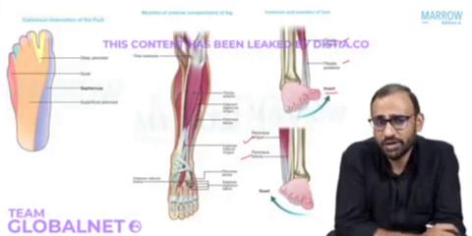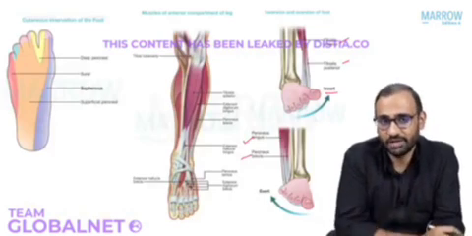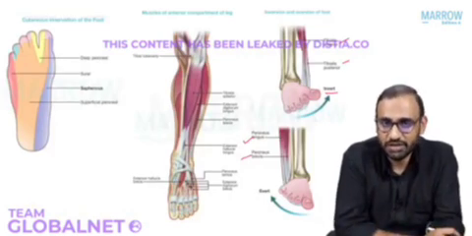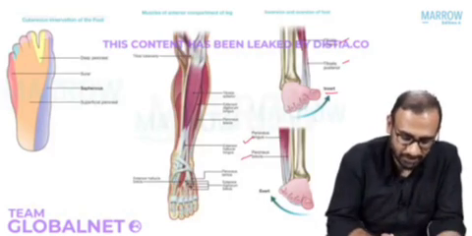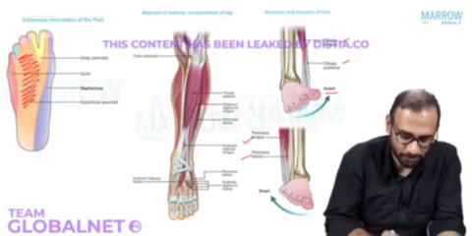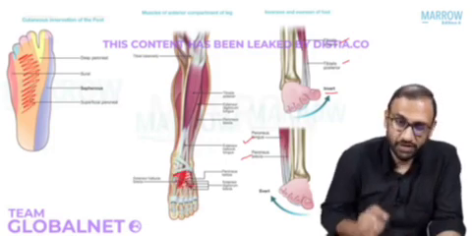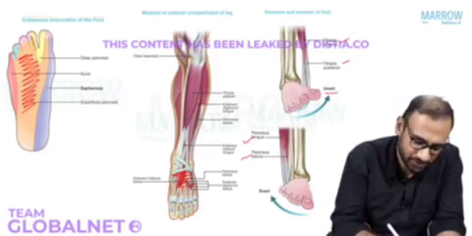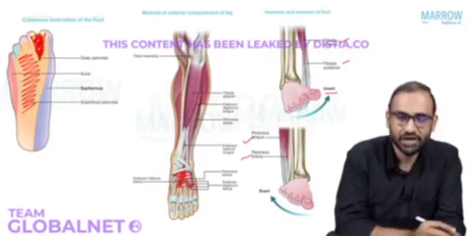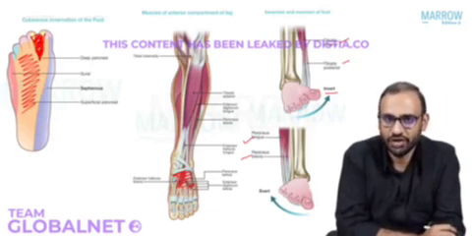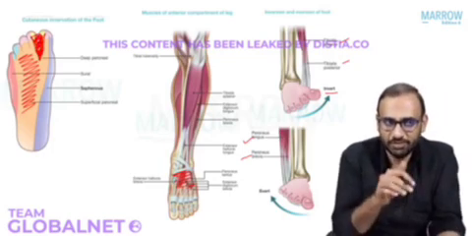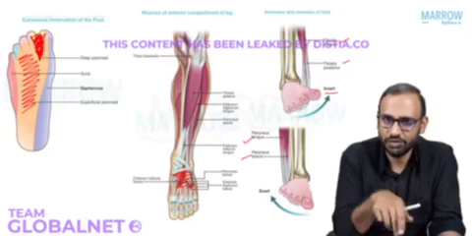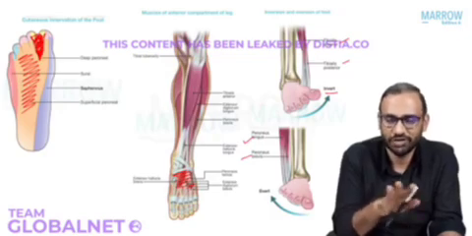Okay. Another important thing I want you to remember is also the sensory supply of the superficial and the deep branch. The superficial supplies the dorsum of the foot completely, whereas the deep branch supplies the first web space. This is important. Deep branch supplies the first web space of the foot. Is that clear? So deep branch, first web space; superficial branch, dorsum of the foot.